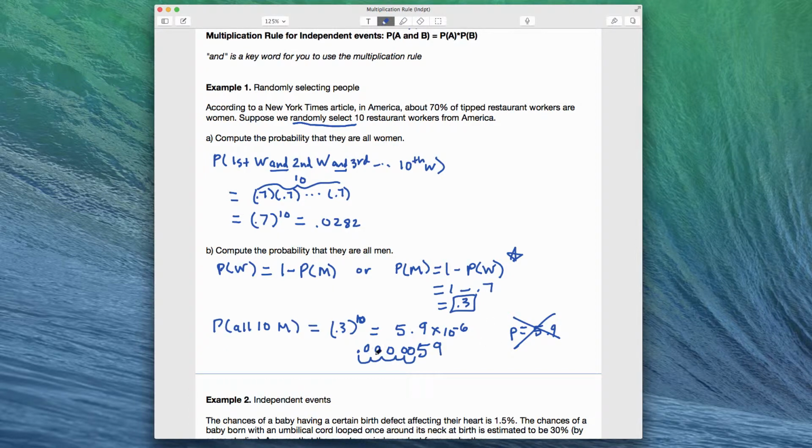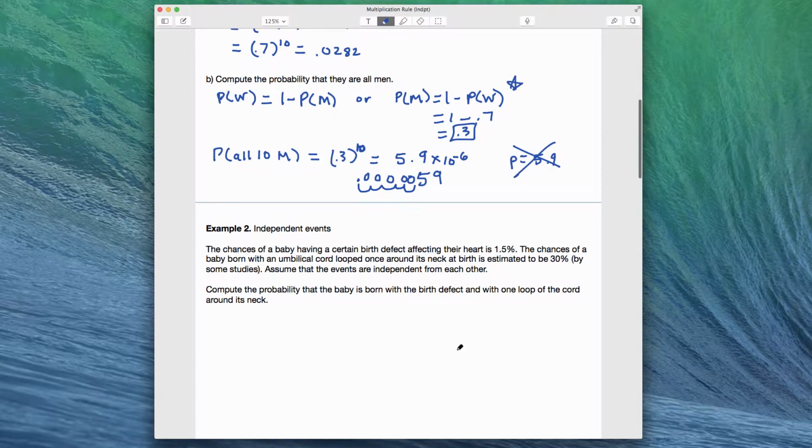So 1, 2, 3, 4, 5, 6. Yep, this looks good. We put 5 zeros in front of that 5 for the negative 6 exponent. If you want to, you could round this as well and put the answer as 0.00001. That would also work. So very small chance because there's a 30% chance of getting 1 man, and if we needed 10 of them, then it keeps decreasing the probability all the way to very small.